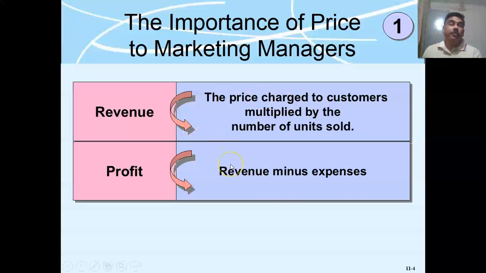Then profit is what? Revenue minus expenses. So one more thing: whatever revenue sellers have got, the seller has to subtract the expenses from that, and when they subtract those expenses, then the profit will come, right?